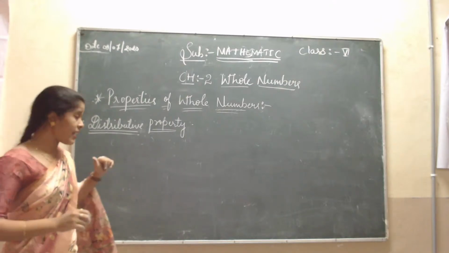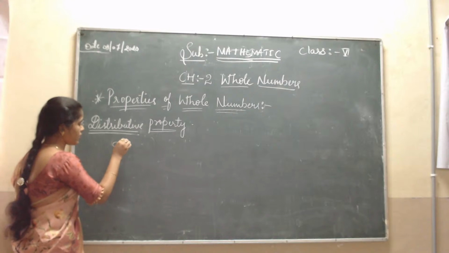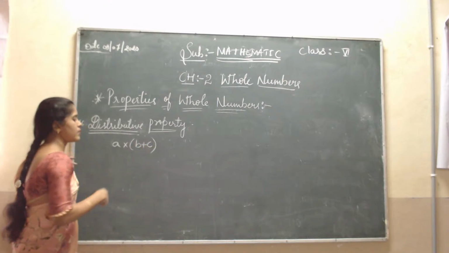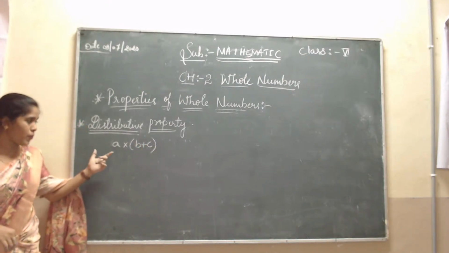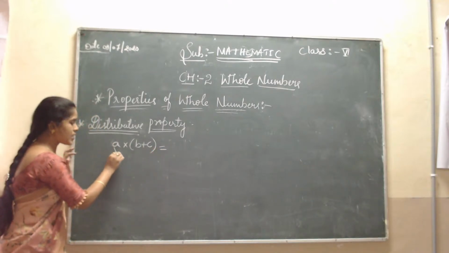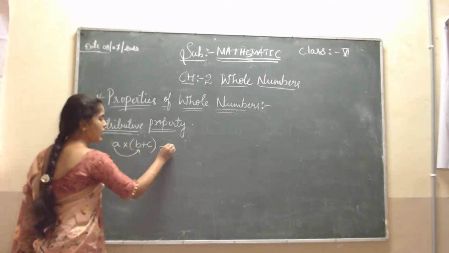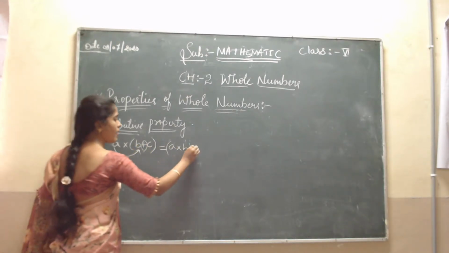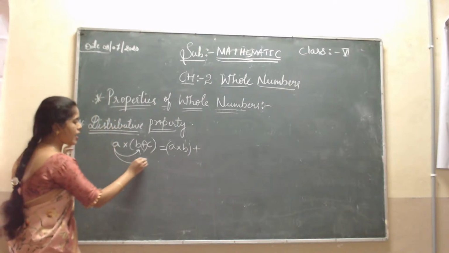Distributive property under addition. See here, A into B plus C. This is the distributive property. How will we distribute here? First number with first: A into B, plus, keep as it is, A into C.